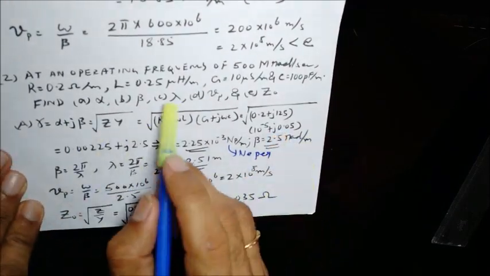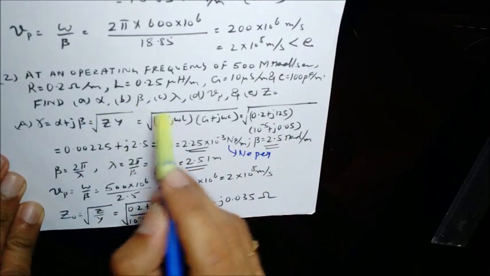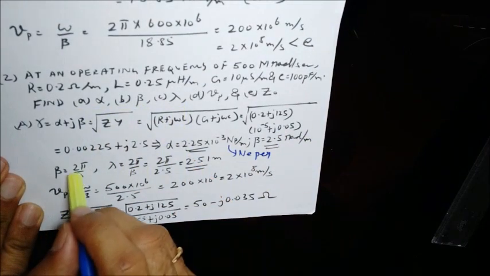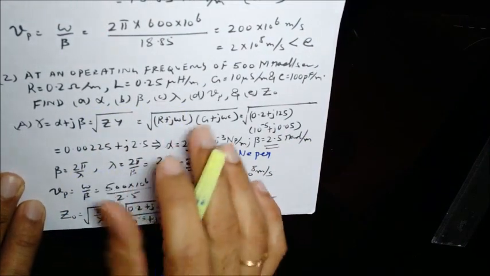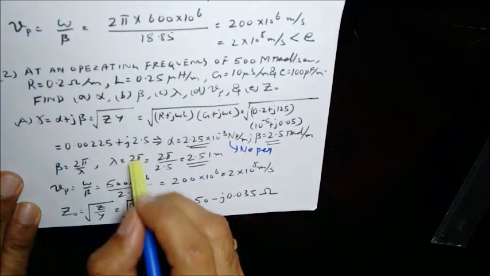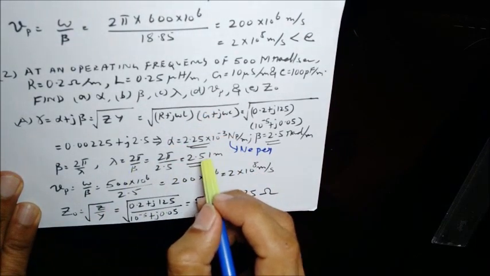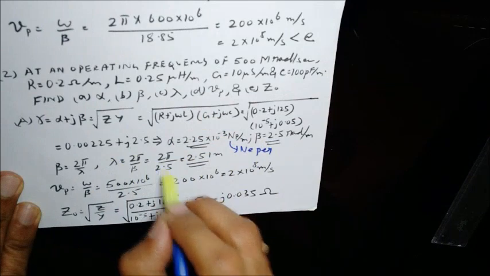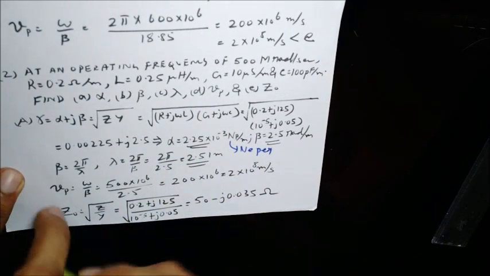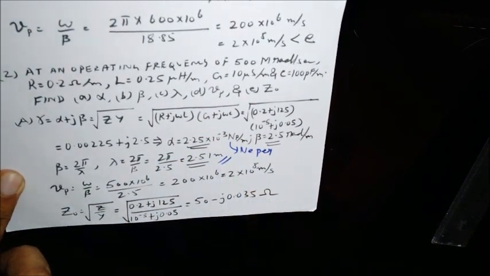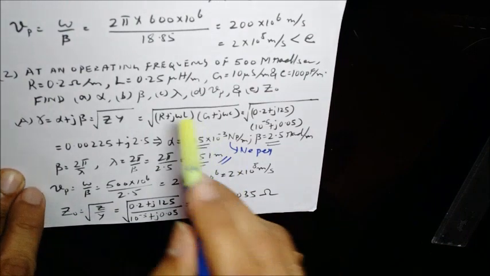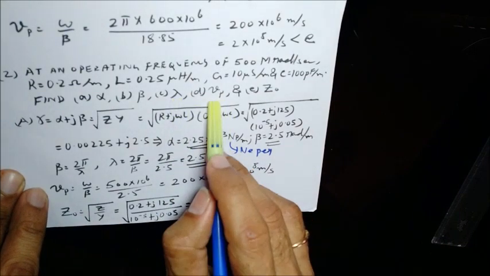Now we have found out alpha and beta. Now moving on to the wavelength. Beta is 2 pi by lambda. Again, we have discussed that earlier. So lambda becomes 2 pi by beta. We have beta here as 2.5. So 2 pi by 2.5 gives 2.51 meters. So that is lambda. And then we have to go for the phase velocity.